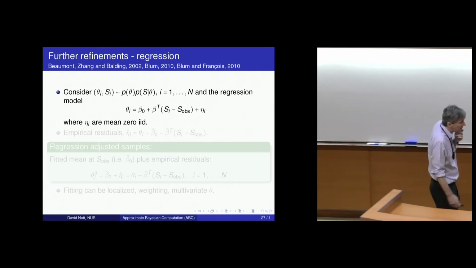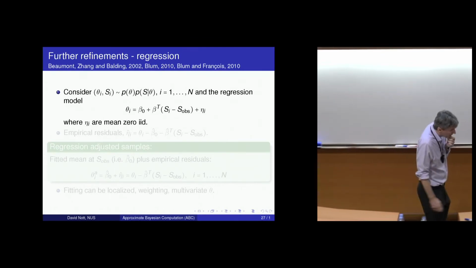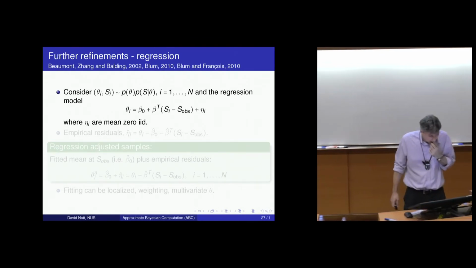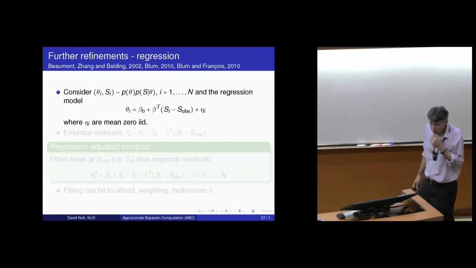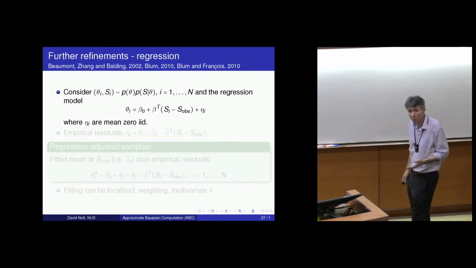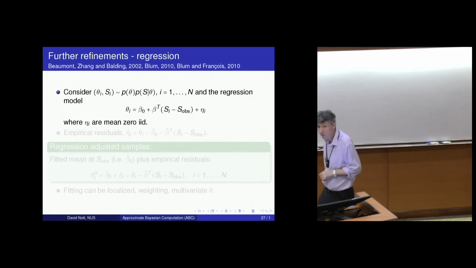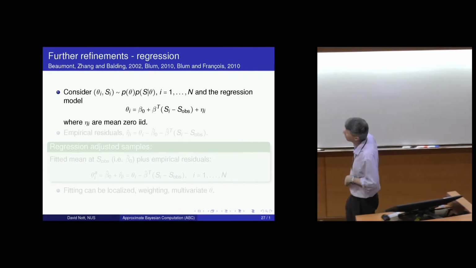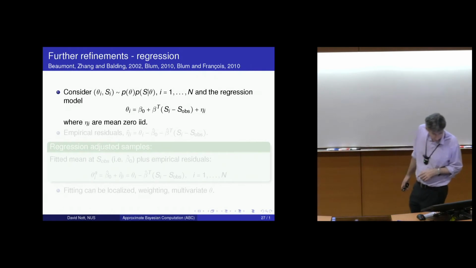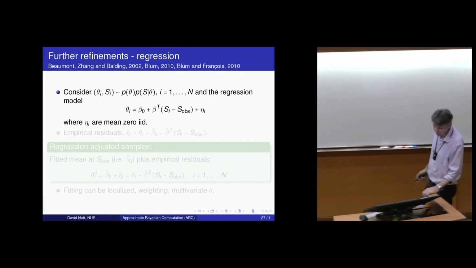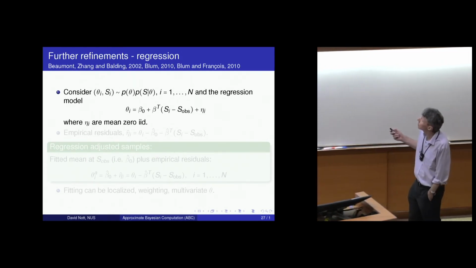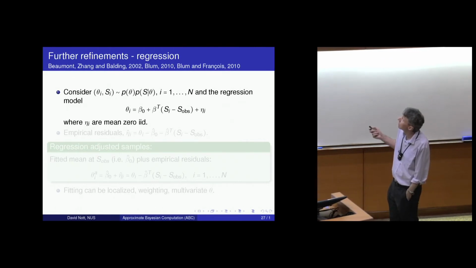So you might think that based on the theta and S samples, you could just use regression to get an estimate of the conditional distribution of theta given that the summary statistic S equals the observed value. So how does that help us? Okay. So suppose I have parameter and summary statistic samples from the model here.